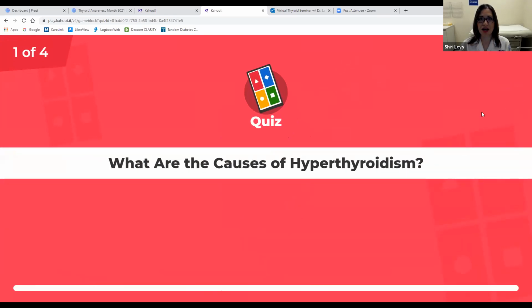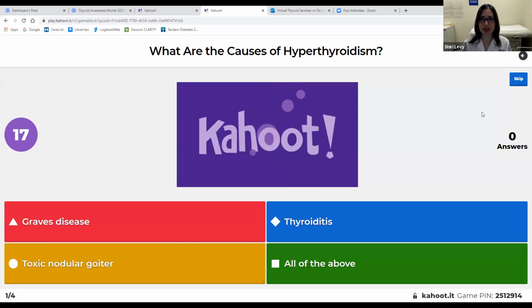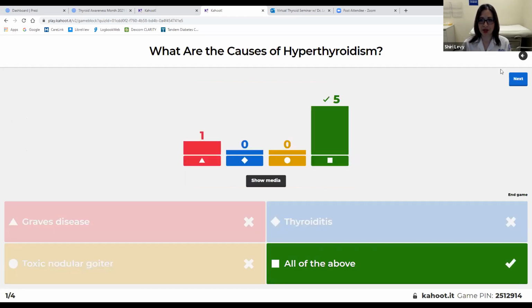What are the causes of hyperthyroidism? You have 15 seconds. Graves' disease, toxic nodular goiter, thyroiditis, or all of the above? Okay, very good. You guys did great on that one. The answer is Graves' disease is correct for the one person who did it, but also thyroiditis and toxic nodular goiter are causes. Okay, we're going to go next.